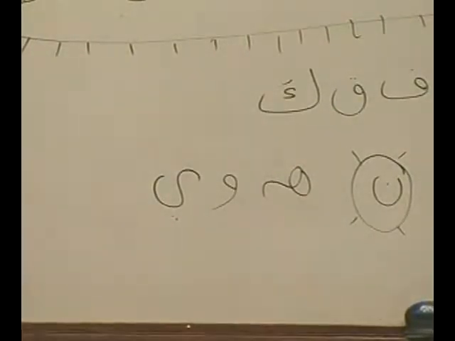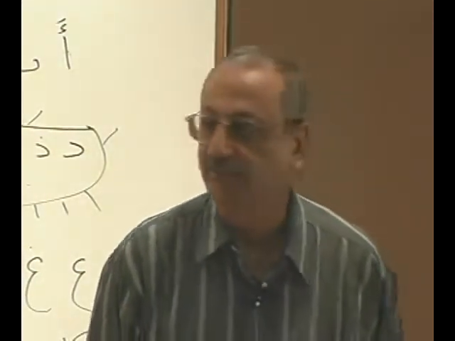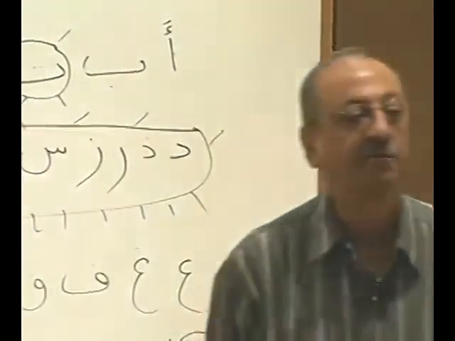Now, since we are doing this, we have to learn a little extra, brother. Hamza. Are you with me? There are two kinds of Hamza. We are going to learn two kinds of Hamza. One is called Hamzatul Wasal, Hamza of assimilation. And the other one is called Hamzatul Qata.